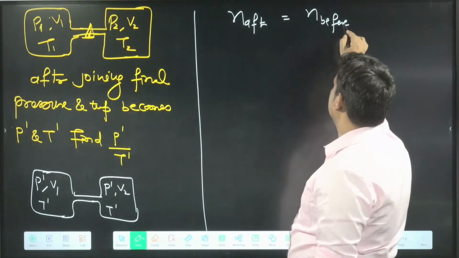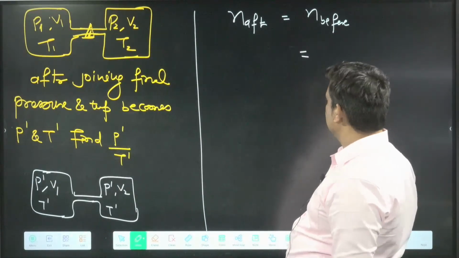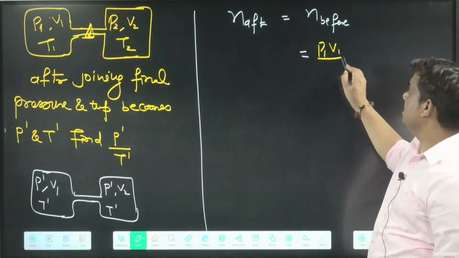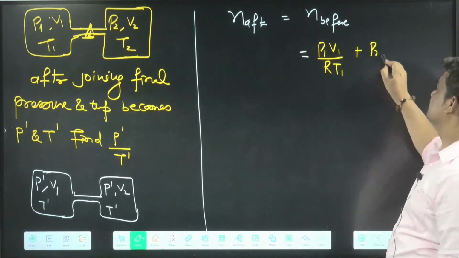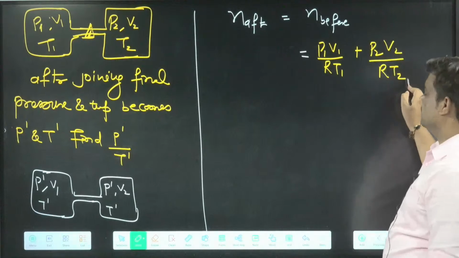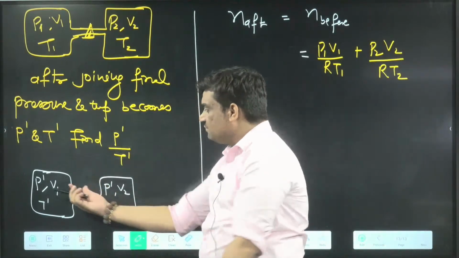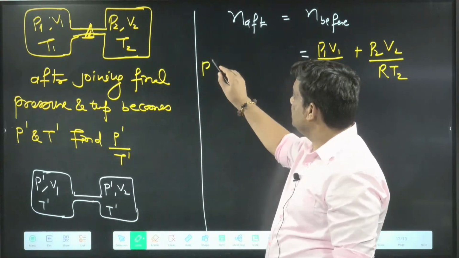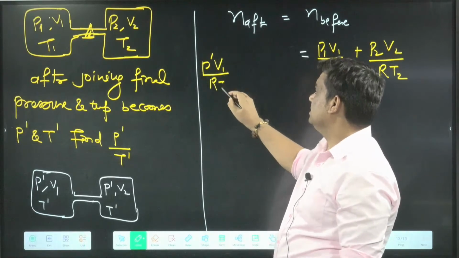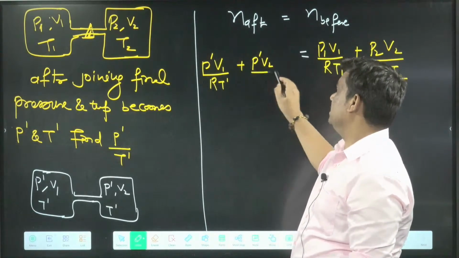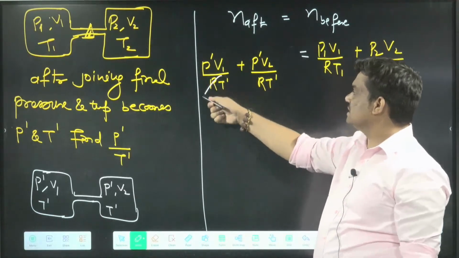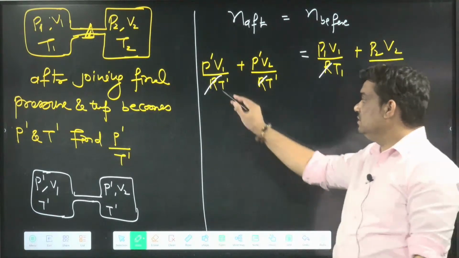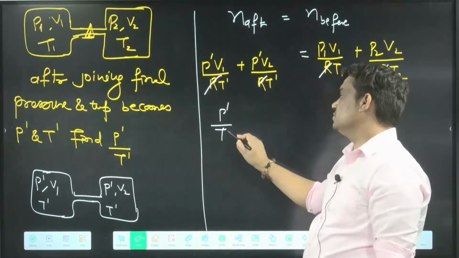So before, how many moles are there? In this one we can write P1 V1 by RT1, and in this one P2 V2 by RT2. After, in this one P dash V1 by RT dash, and here P dash V2 by RT dash. R gets cancelled from everywhere. After this nothing else is going to be cancelled, so here P dash by T dash is asked in the question, so that is the common factor.